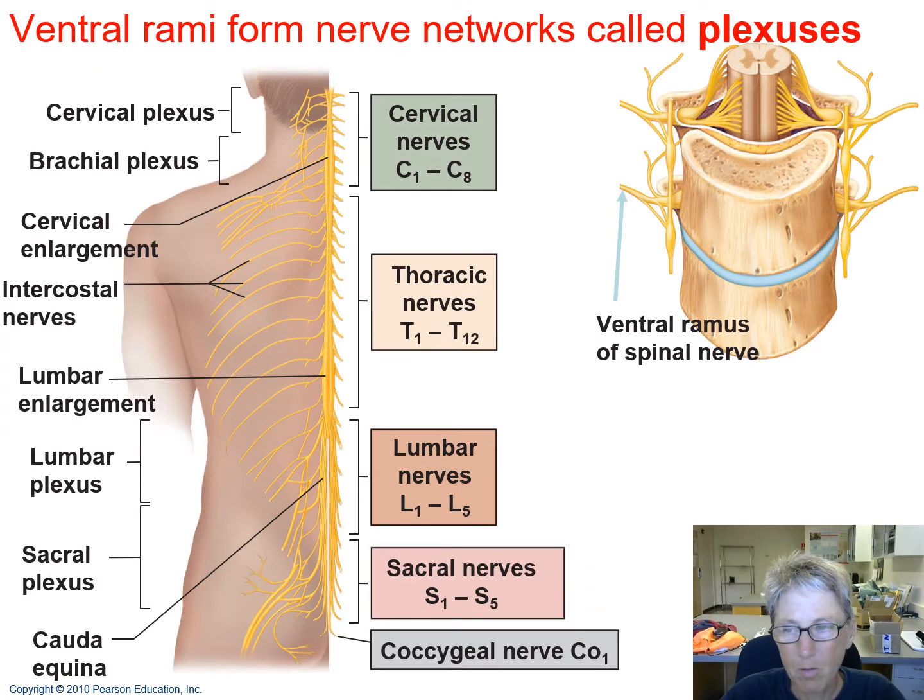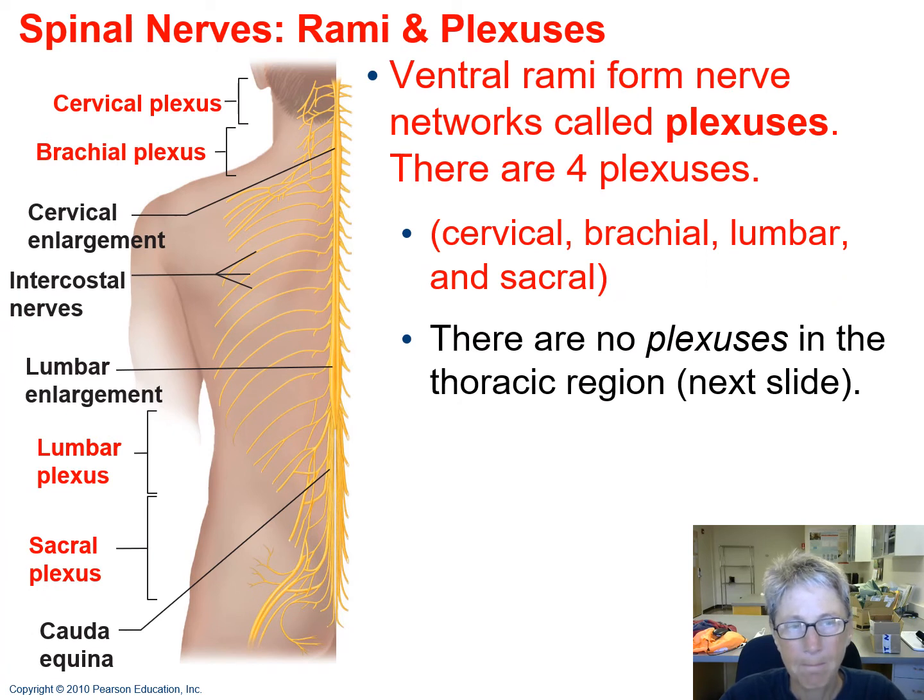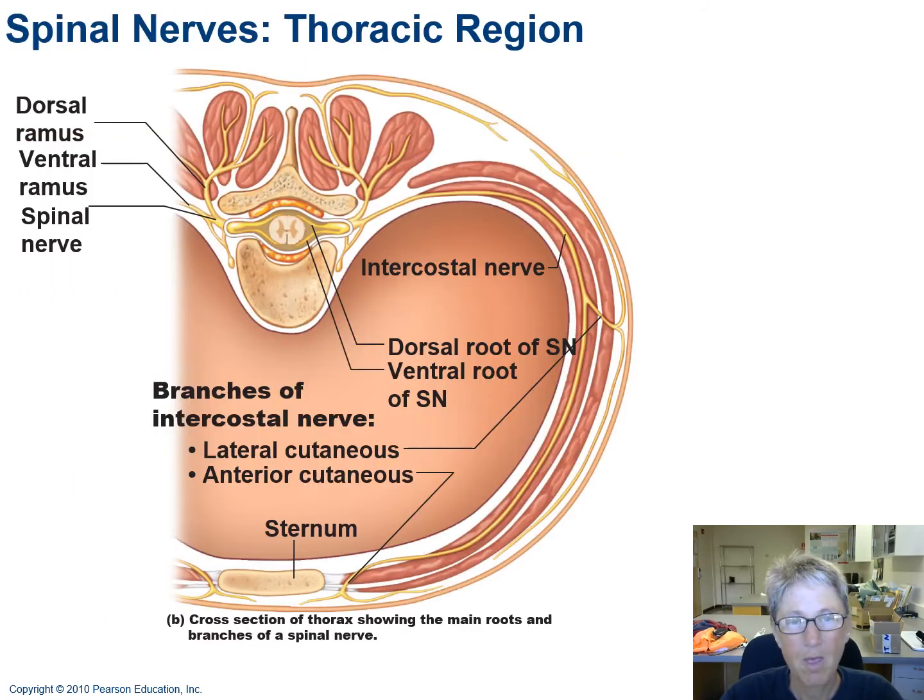Okay, so we've gone over this, and we talked about this. So this area is the brachial plexus, and the ventral rami of the spinal nerve form these networks called plexuses, and there's 4 plexuses. There's the cervical plexus, the brachial plexus, the lumbar plexus, and the sacral plexus. There's no thoracic plexus, so don't be tricked on that if you get a test question.